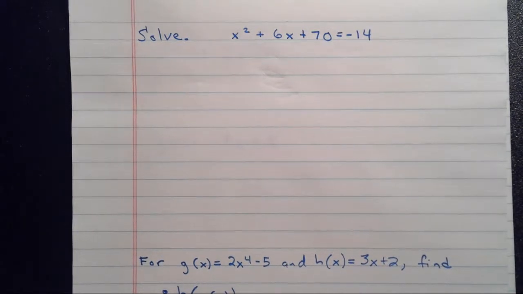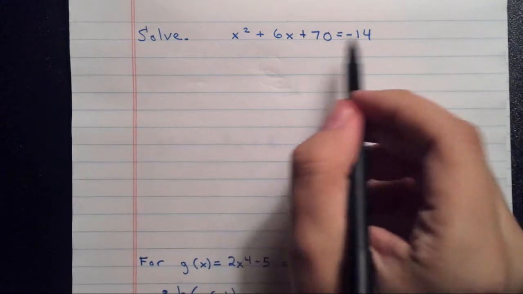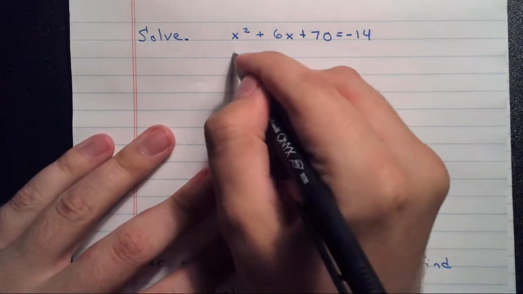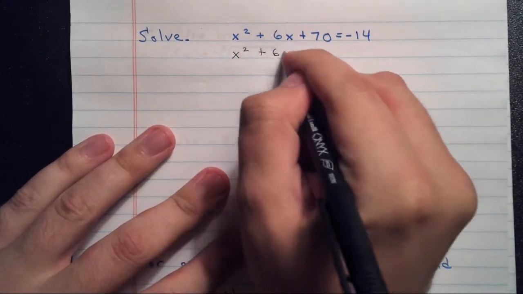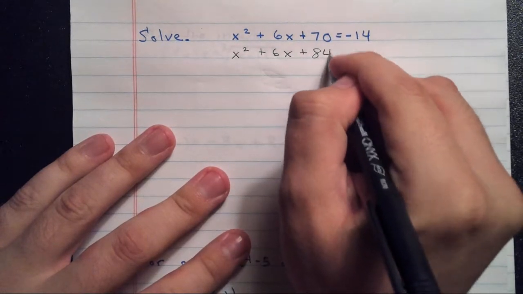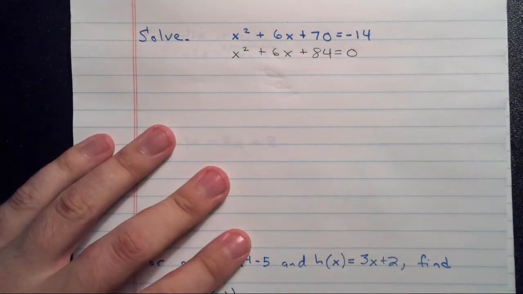You're asked to solve this particular quadratic equation. Well, remember, the first thing we have to keep in mind when we're solving a quadratic is I have to first get it equal to 0. So my first step in solving this is going to be to add 14, which will give me x squared plus 6x plus 84 is equal to 0. Okay, so now, how would I proceed to solve this?